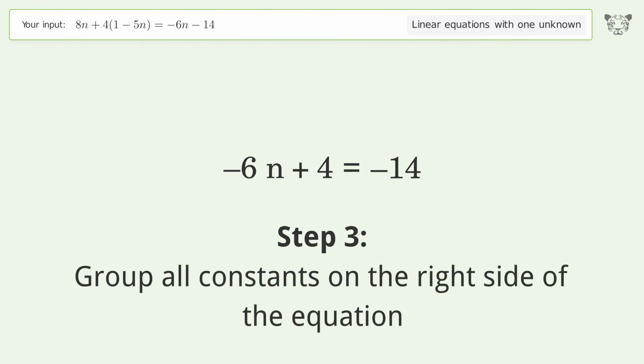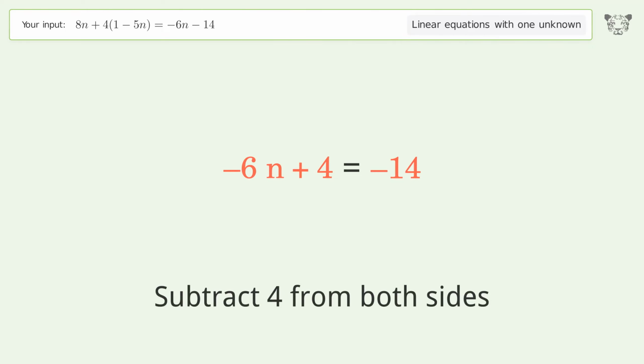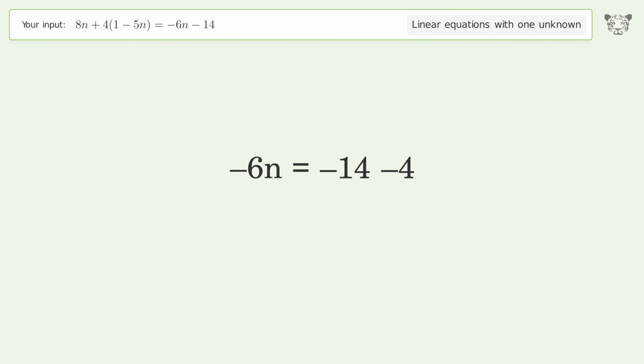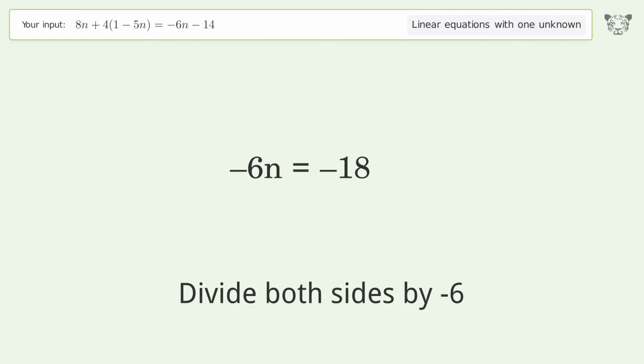Group all constants on the right side of the equation. Subtract 4 from both sides. Simplify the arithmetic. Isolate the n. Divide both sides by -6.